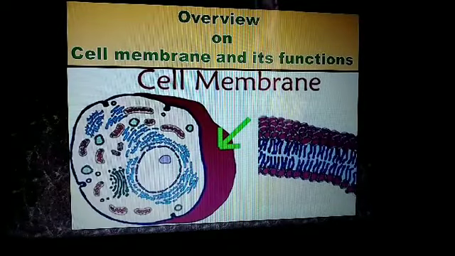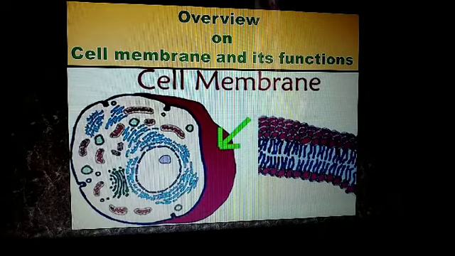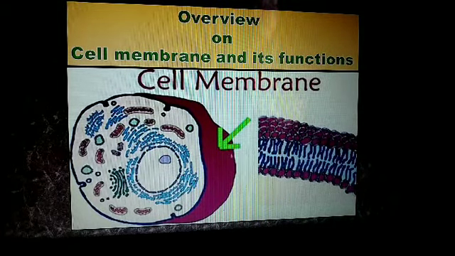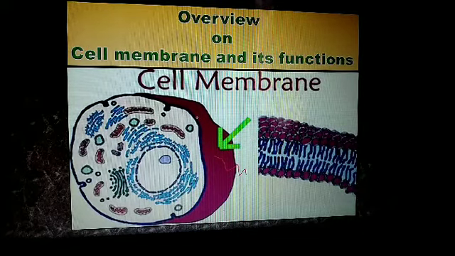So the topic of my presentation is overview on cell membrane and its function. As we all know, what is cell membrane? Cell membrane is an outer layer, or we can say it's a boundary outside every cell which protects the cells from the outside environment. So let us see in detail what is cell membrane and how the cell works.